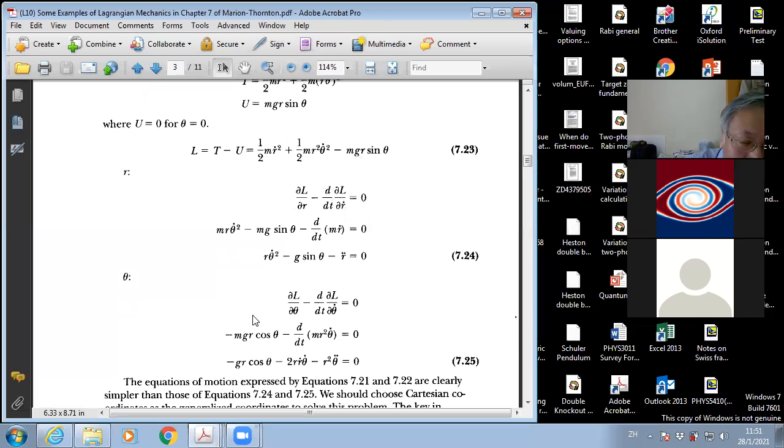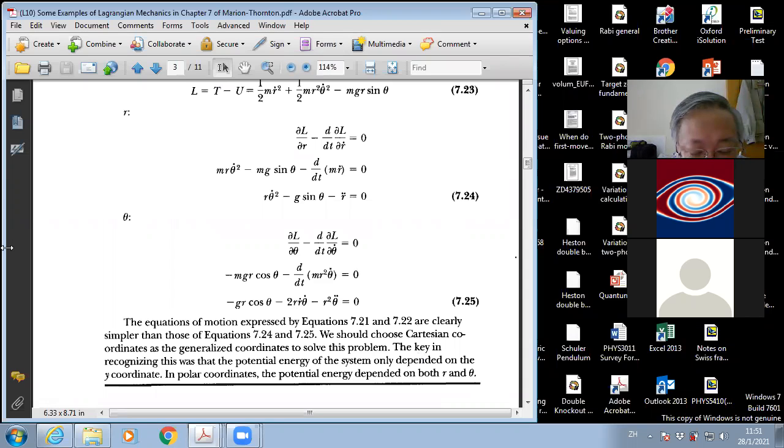How about in the theta direction? Since only the potential energy depends on theta, round L round theta gives you minus mgr cosine theta. And the other term will give you two terms. The first term, m r squared theta double dot. The other one will be 2m r r dot theta dot.